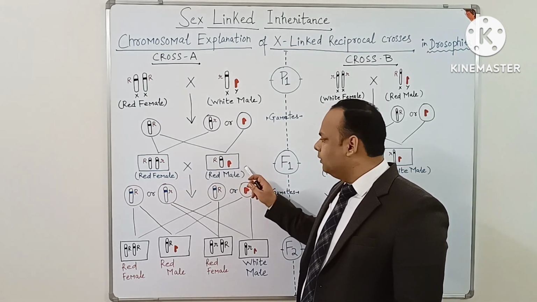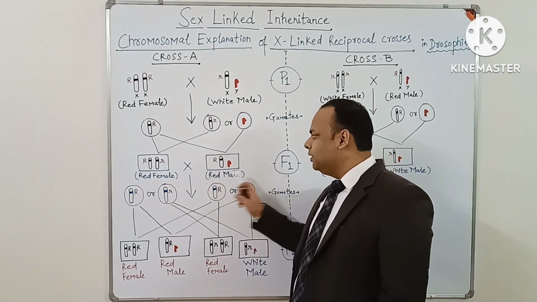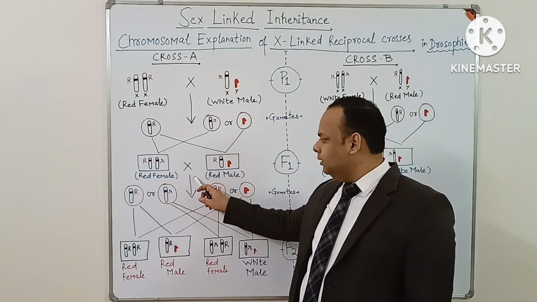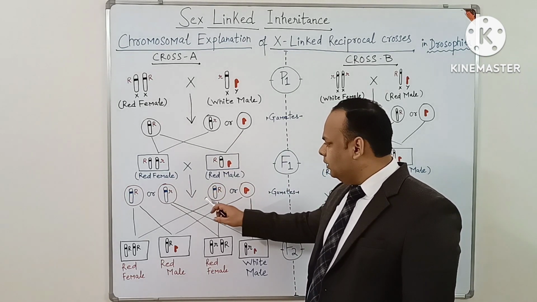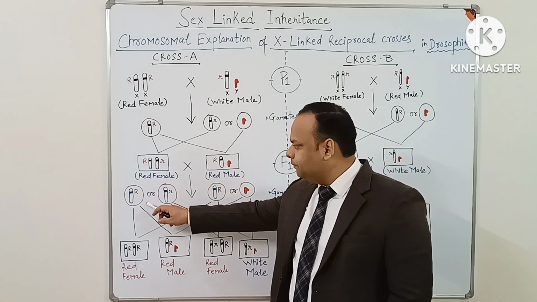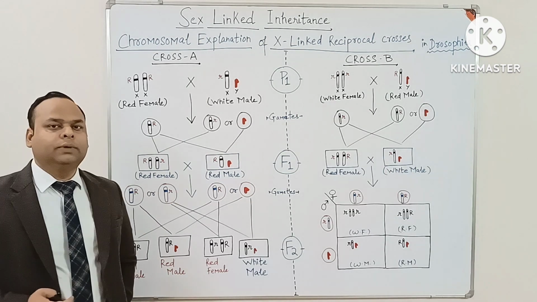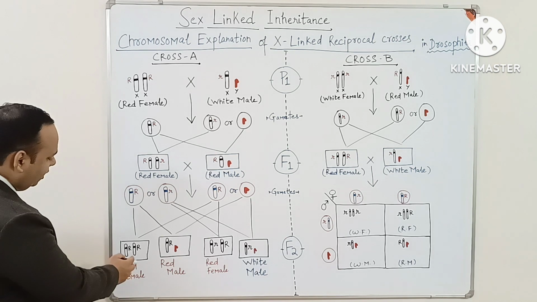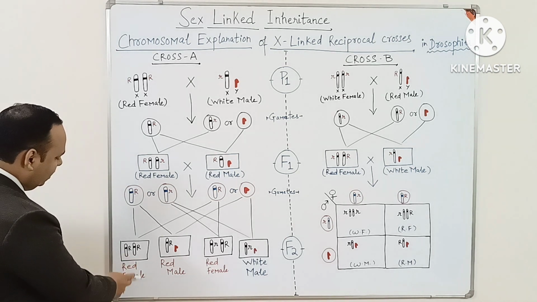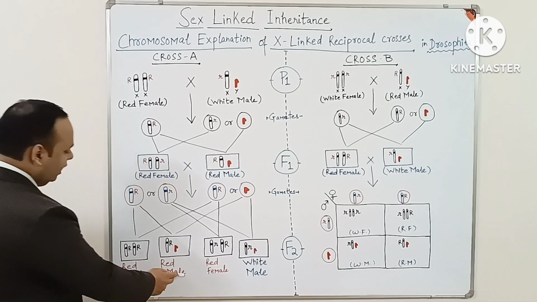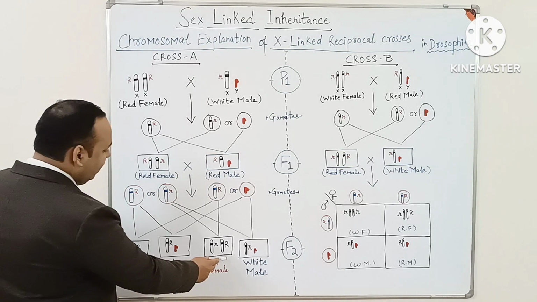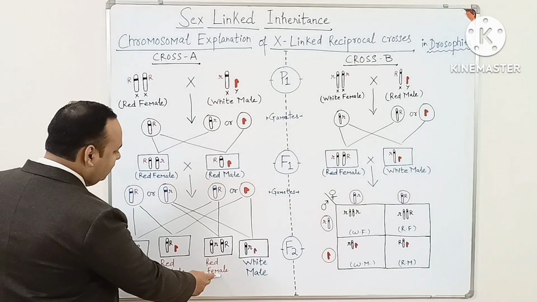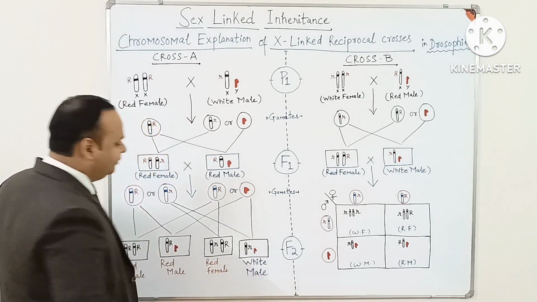and a red male. This F1 generation is now self-fertilized, and following types of gametes are produced. In the F2 generation, the following combination of progeny is achieved. We have a homozygous dominant red female, a red male, a heterozygous red female, and a white male.